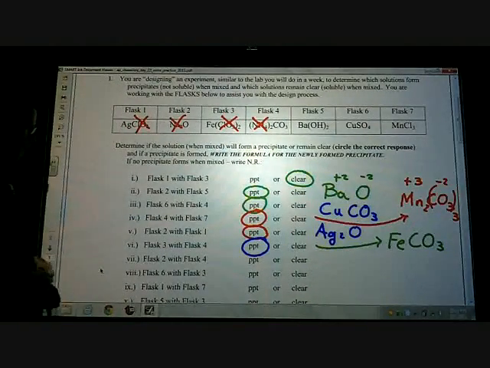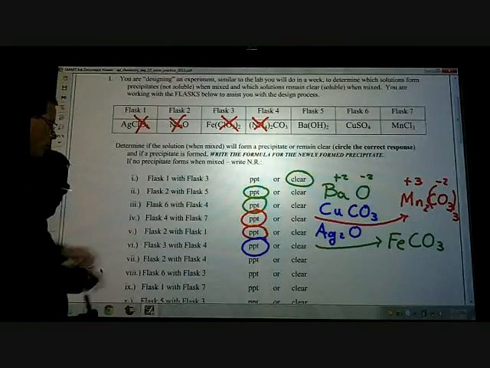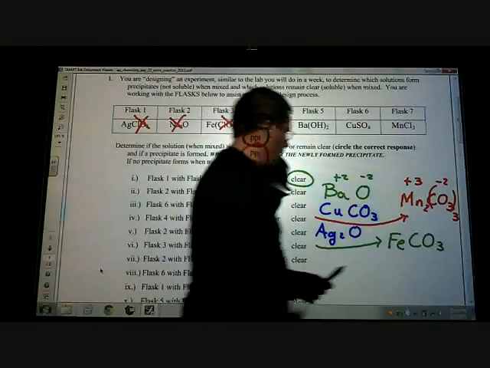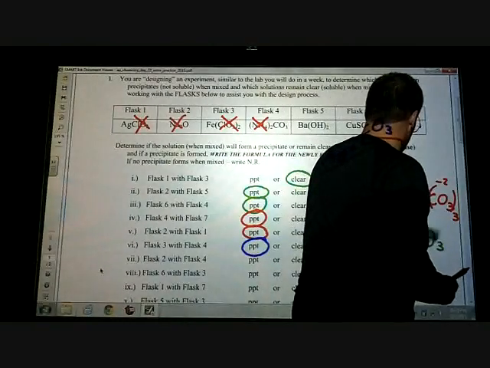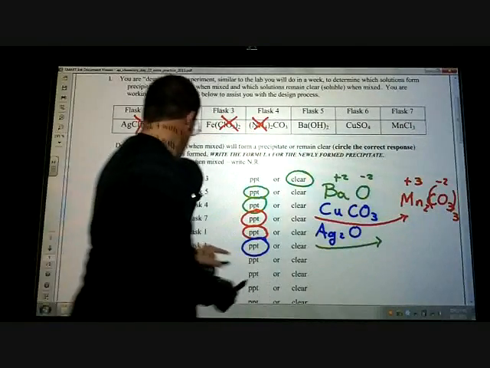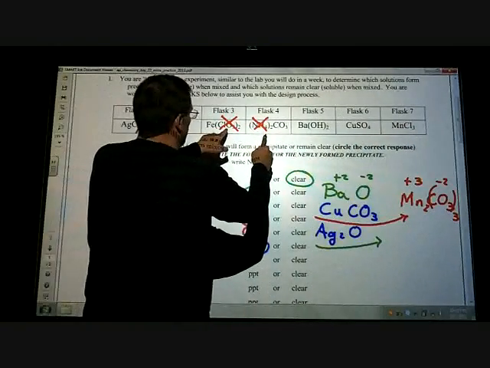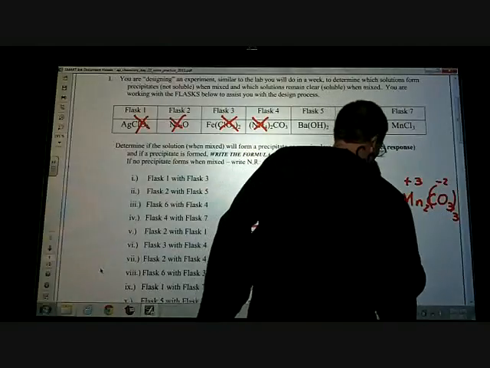All right, 2 and 4. Wait a minute, I just did 2 and 4. Whoops, 3 and 4, my bad. 3 and 4. That's actually the answer to the next one. So 3 and 4 is, oh, I did that right. Iron carbonate.